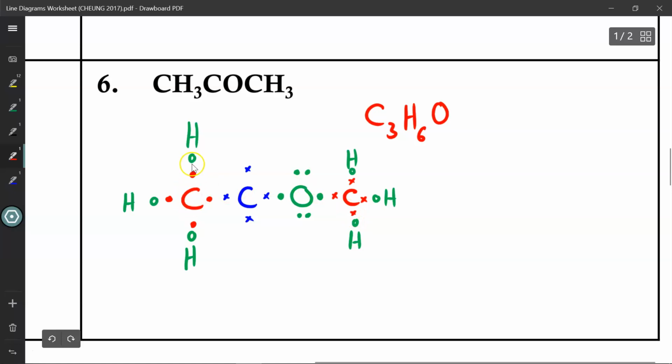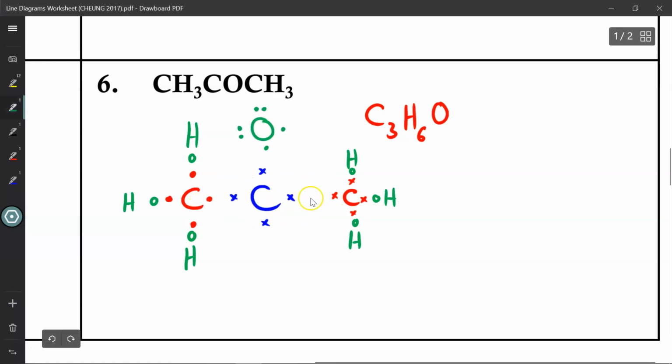This carbon is stable, 2, 4, 6, 8. This carbon is stable, 2, 4, 6, 8. This oxygen is stable, 2, 4, 6, 8. But this carbon is not. It needs 2 more electrons. 2, 4, and only 6 electrons here. So I know the CH3s seem to be fine. I need to rearrange this part though.